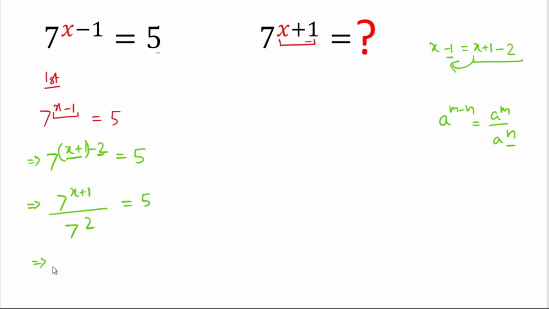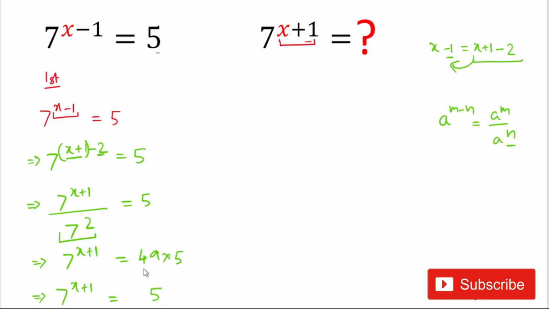Now we will simplify: 7 to the power x plus 1 equals 7 square times 5. 7 square is 49 times 5. So here 7 to the power x plus 1 equals 5 9s are 45, 5 remaining 4, 5 4s are 20 and 4 is 24. So here we have calculated by one method 7 to the power x plus 1 equals 245.